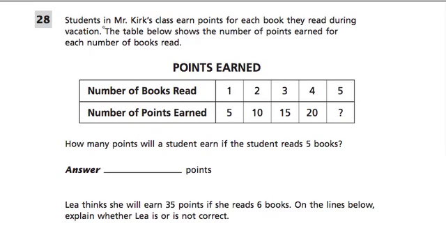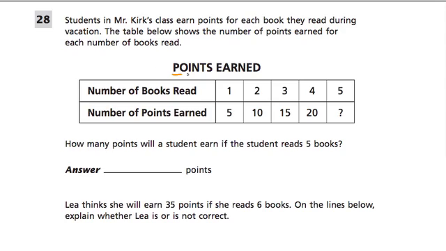Okay, this says that students in Mr. Kirk's class earn points for each book they read during vacation. The table below shows the number of points earned for each number of books read. So let's just take a moment and look at the table.